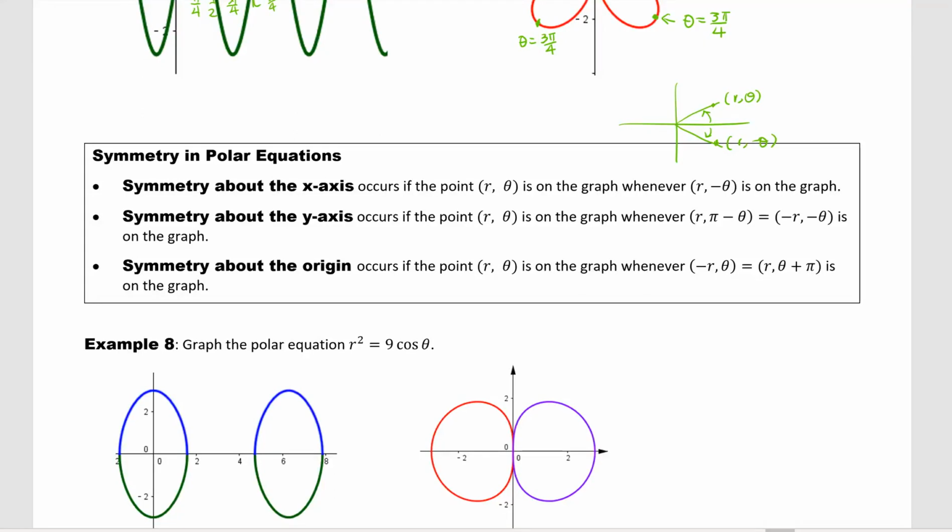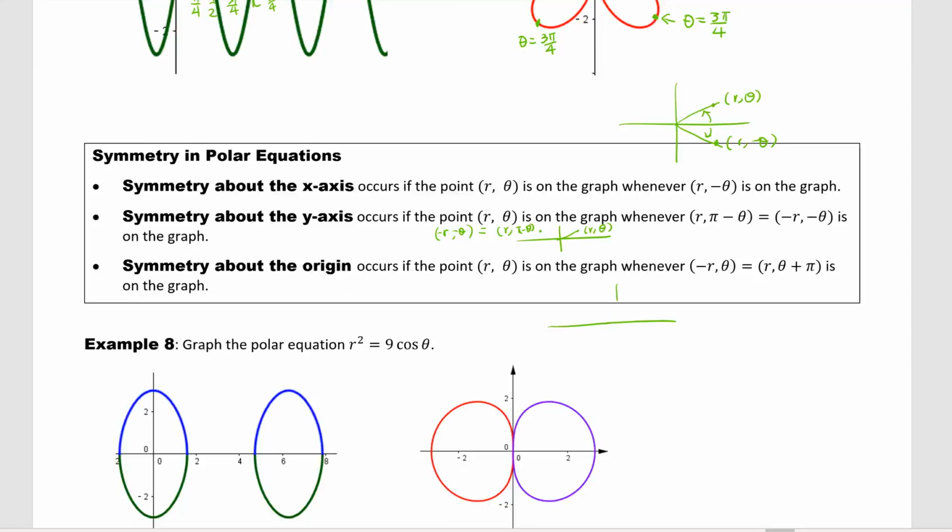Symmetry about the y-axis: if you have this point and then you have this point, right? This one is r, theta. This other one has the angle pi minus theta, and you still have r. You can also think of it as the angle is minus theta, but you go backwards r distance. So that's why this point is also on the graph.